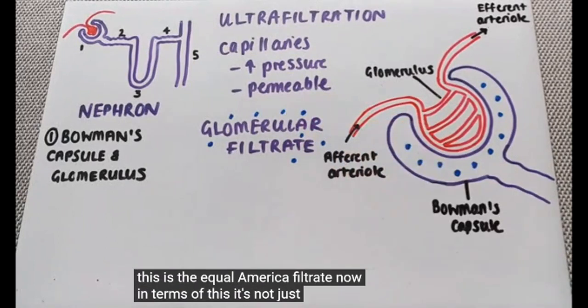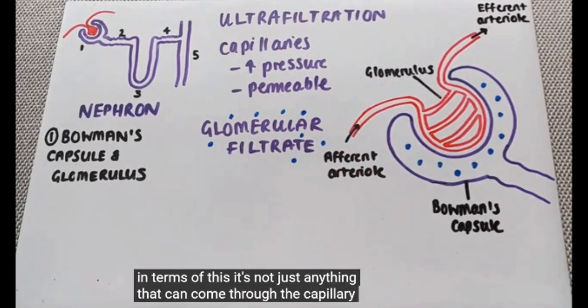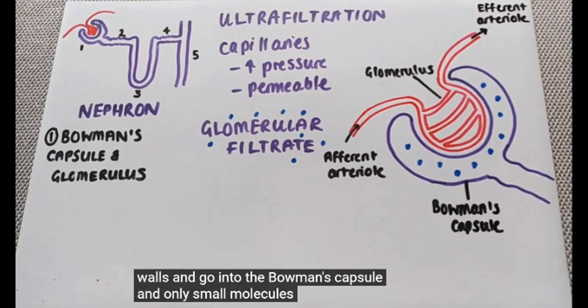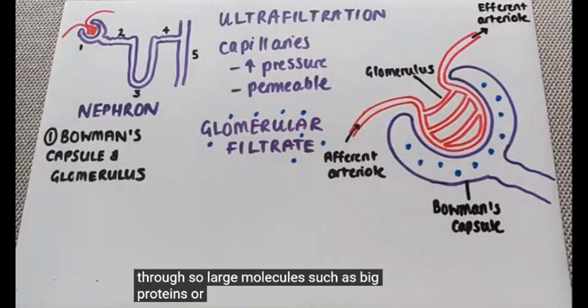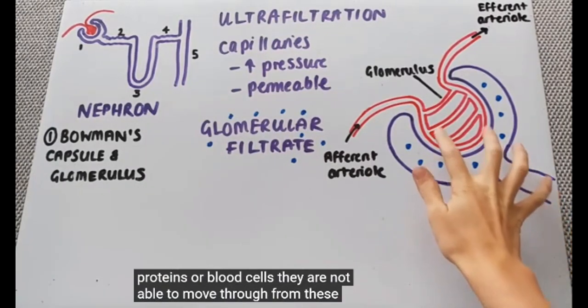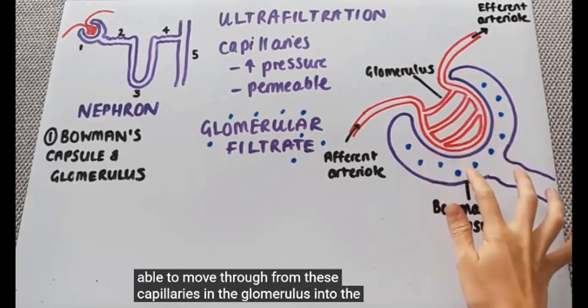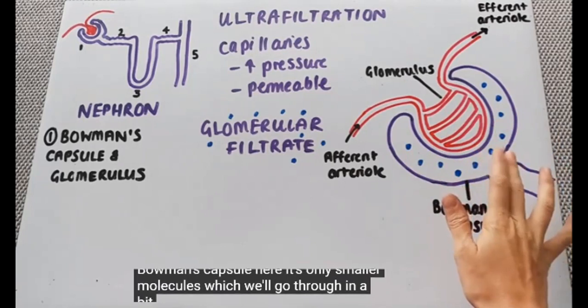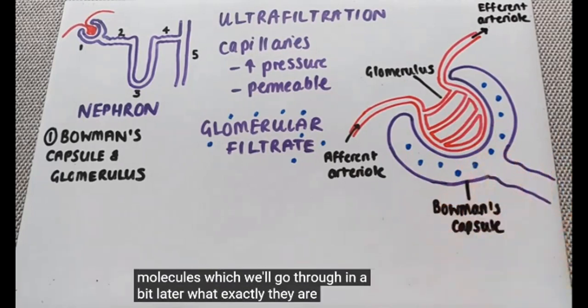Now in terms of this, it's not just anything that can come through the capillary walls and go into the Bowman's capsule. Only small molecules are able to go through. So large molecules such as big proteins or blood cells are not able to move through from these capillaries in the glomerulus into the Bowman's capsule here. It's only smaller molecules, which we'll go through a bit later, what exactly they are.